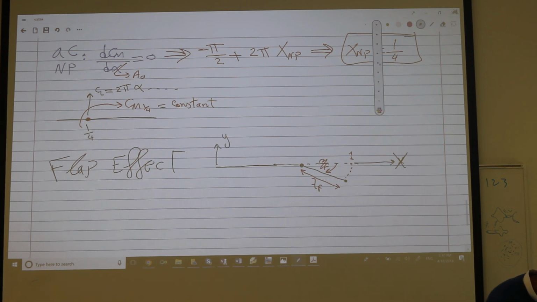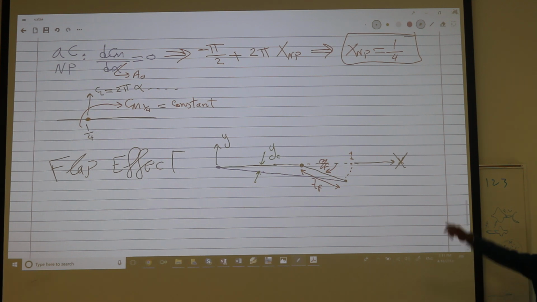You can see now that I can do the following. I can connect this point and that point, and I look here as my camber. So this guy is my camber. I can get a function of it.